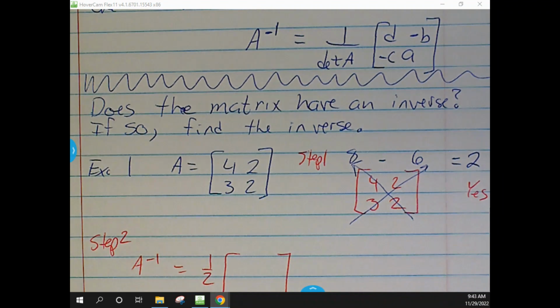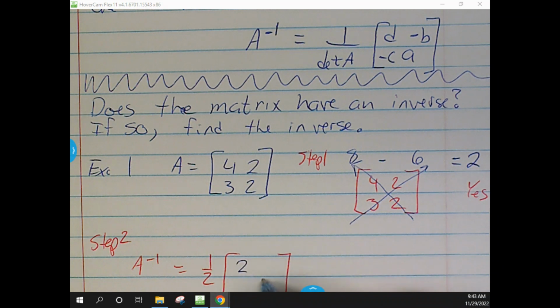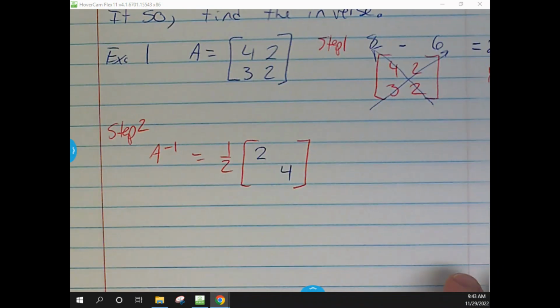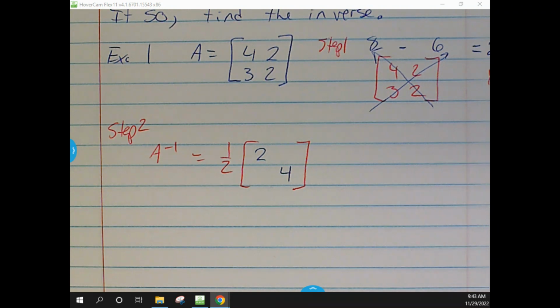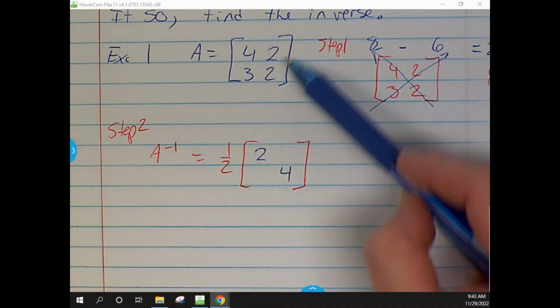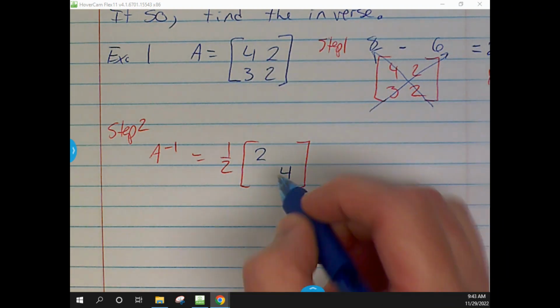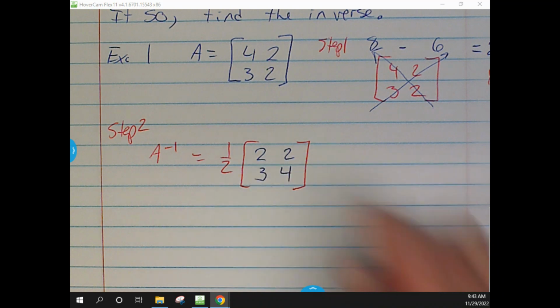And then we're going to switch these two numbers. So we're going to put the 2 here and the 4 here. All right. So we switch these two numbers, so instead of being 4, 2, now it's 2, 4. And these two numbers on this diagonal stay the same. You just have to make them negatives.